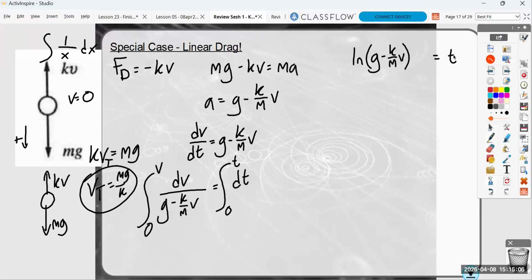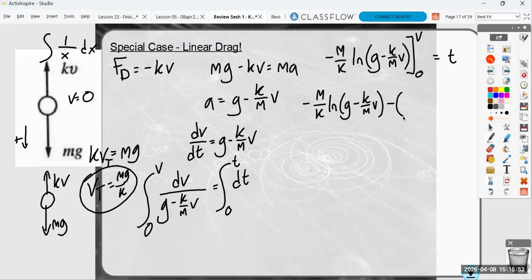Now that's not quite right, because you can always check an integral by taking a derivative. If I take a derivative of that, I do get 1 over this, but what would I chain out if I take that derivative? k over m. I get a negative k over m out. So I'm going to preload to cancel that out. I'm going to put a negative m over k. That way, when I do my chain rule, they will cancel each other out. Now, I was muttering to myself about being careful. I should probably actually do this from 0 to v, like I said I would. So what I'm going to get is negative m over k ln of g minus k over m v.